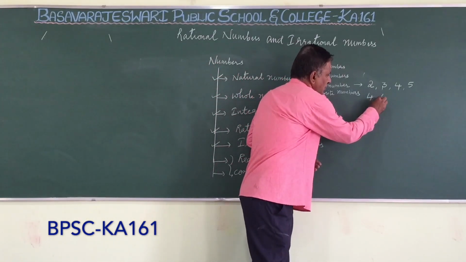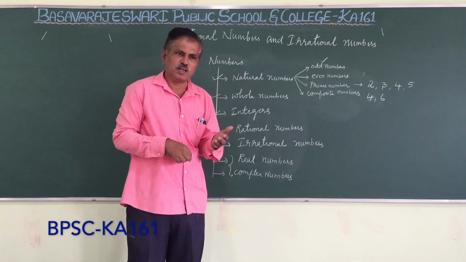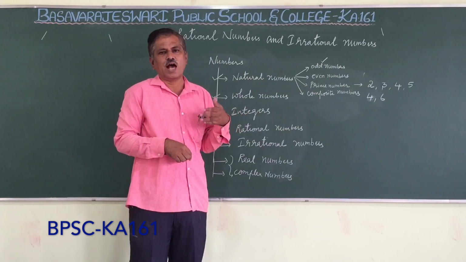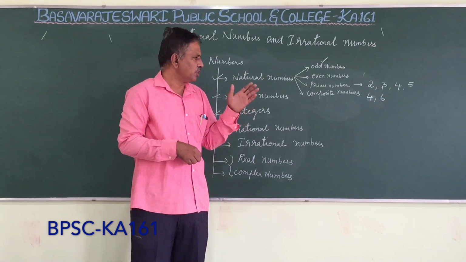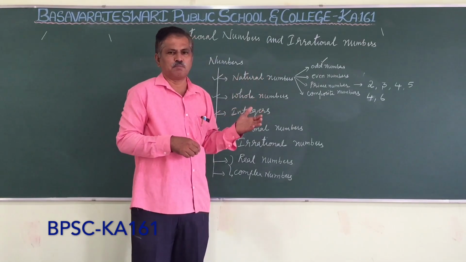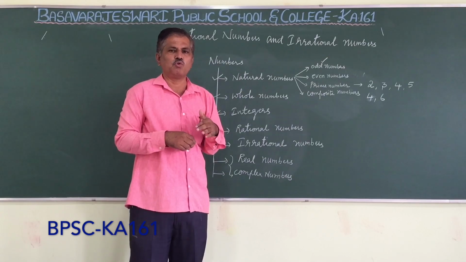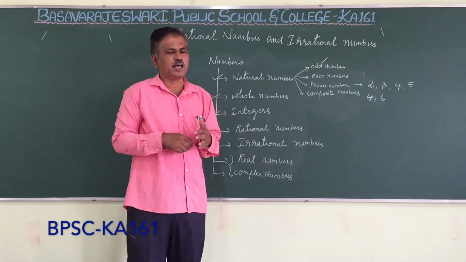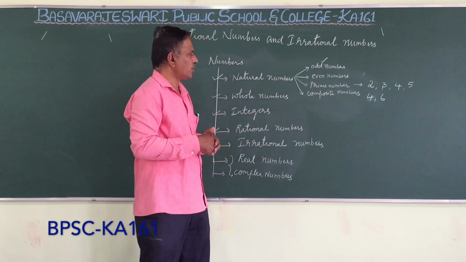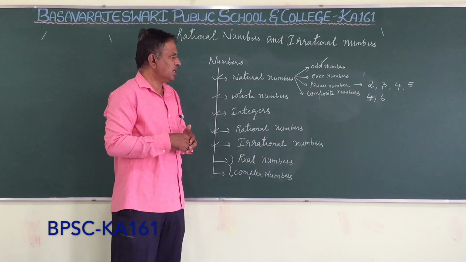6 is a composite number because 6 is divisible by 1, it is divisible by itself, it is also divided by 2 as well as 3, so therefore 6 is a composite number. Similarly, 7 is a prime number, 8 is a composite number because 8 can be divided by 2, 4, 1 and 8. So like that, the natural numbers are categorized into odd numbers, even numbers, prime numbers and composite numbers.